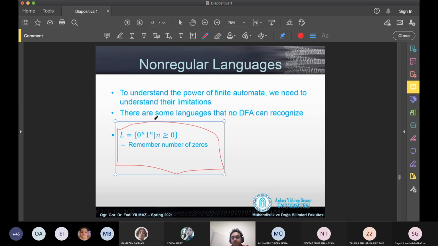And this has been proven. This is 0 to the n, 1 to the n, if n is bigger than 0. Remember, the problem is that we need to remember the number of zeros. So no DFA can do that because we need to remember the number of zeros. Okay, guys, just try to draw it. You cannot do that. You can have zeros here, let's say 10 zeros. Then how can you enforce that the ones are exactly 10 times? Since n can be bigger than 0, we cannot solve it.